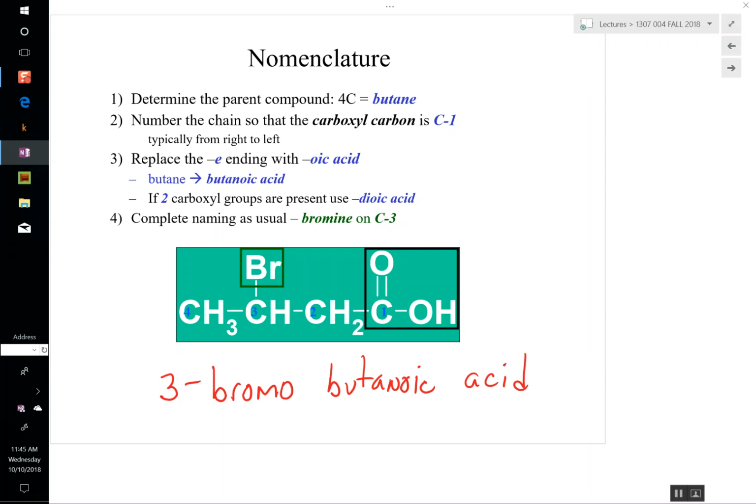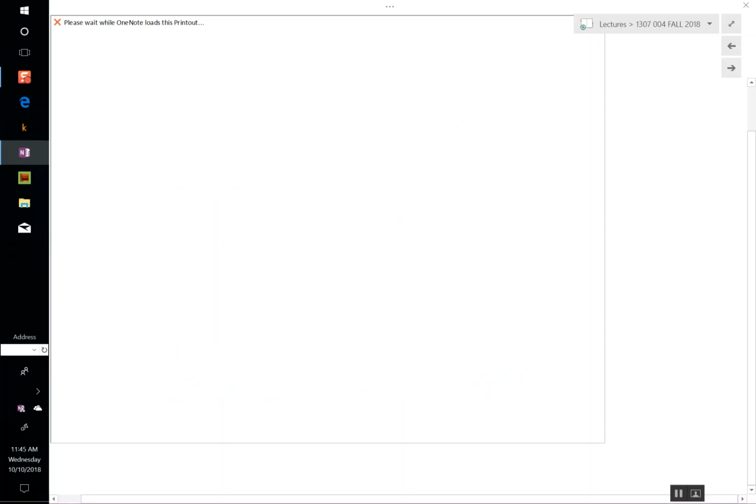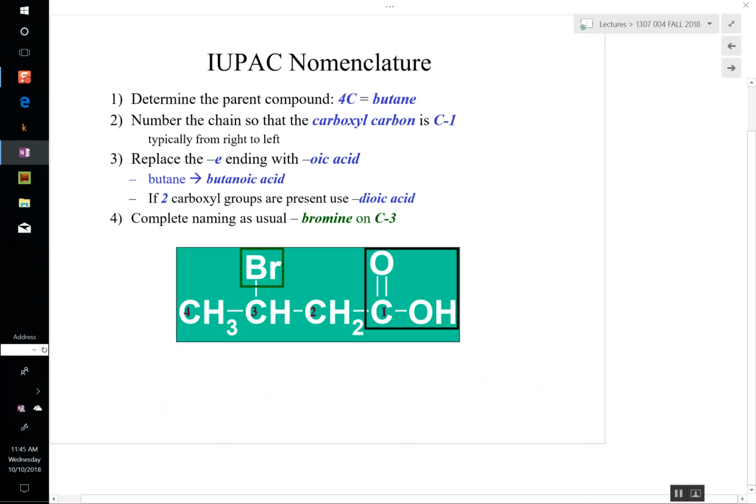There will be maybe one example. Well, we'll see here. You can have one on each end. And that would be a dioic. If there are 2 carboxyl groups present, then it's a dioic. And I'm not sure you even need numbers there because it still has to be on the 2 ends. So one's going to be on carbon number 1, one's going to be on carbon number 4 by definition.